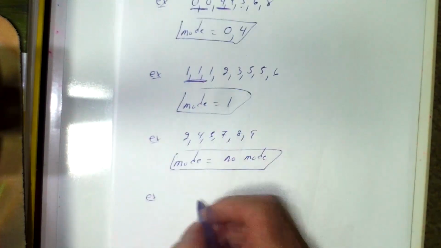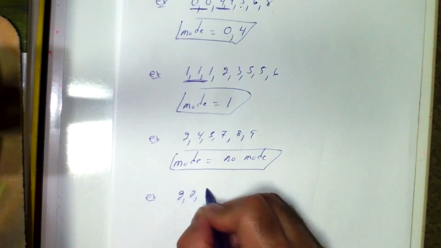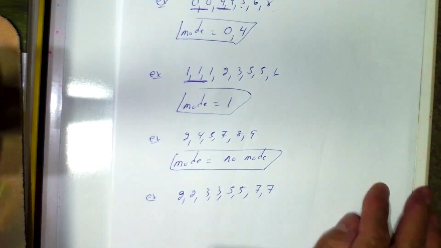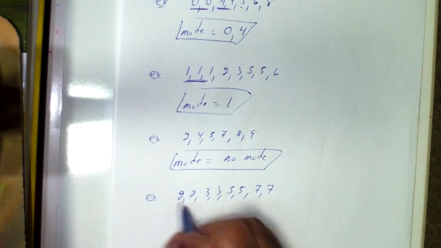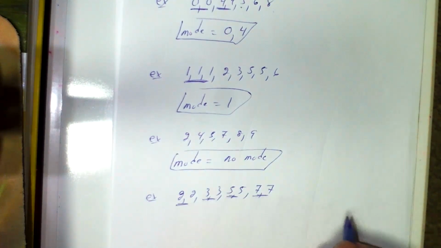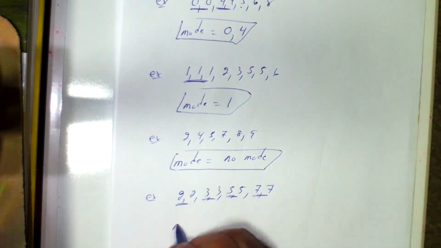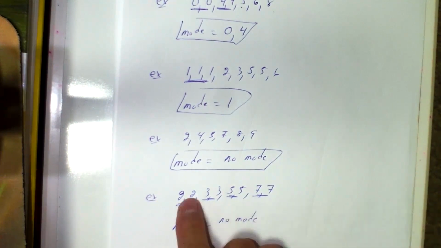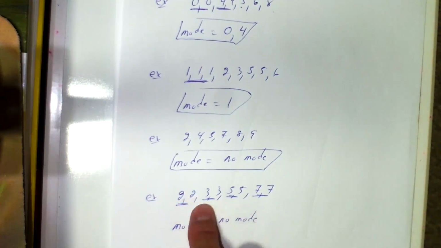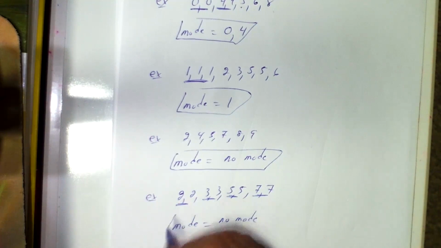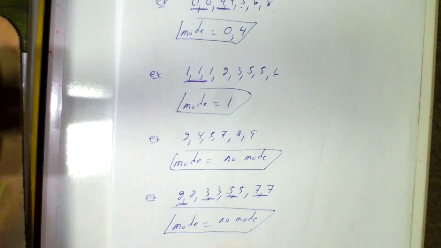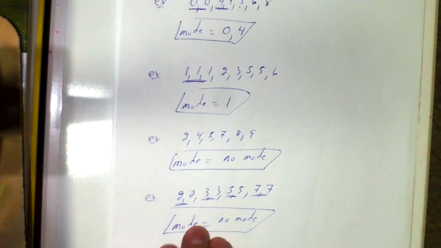What if we had 2, 2, 3, 3, 5, 5, 7, 7? What would be the mode? Well, because all of them appear twice, there's a four-way tie. There's not one value that appears more often than the others. So your mode would also be no mode because they're all tied up. You don't write 2, 3, 5 because they're tied. So this one would also be no mode. Okay. So we got mode.